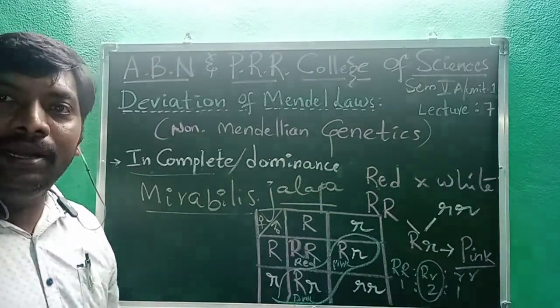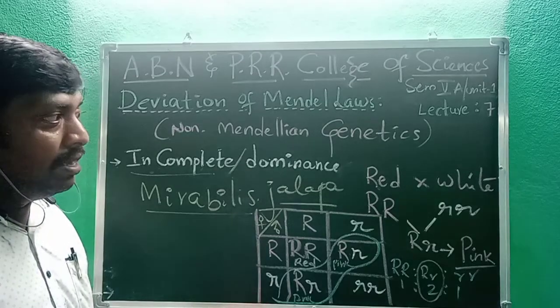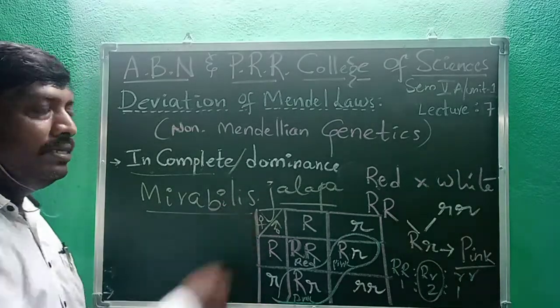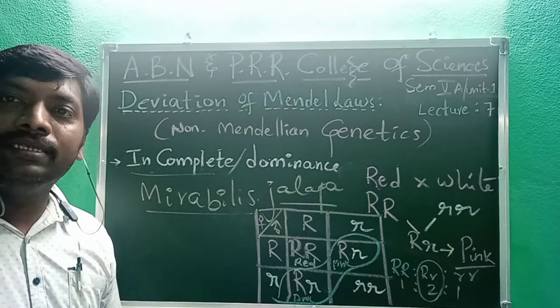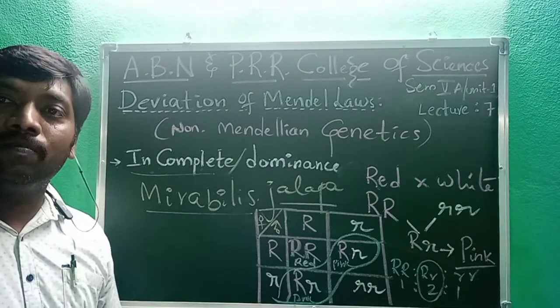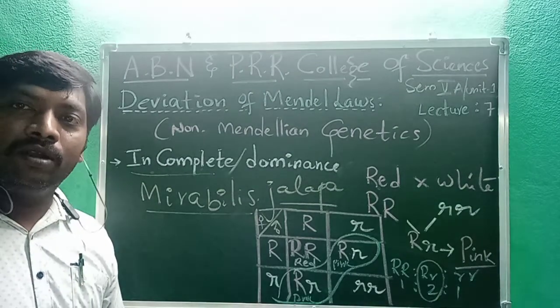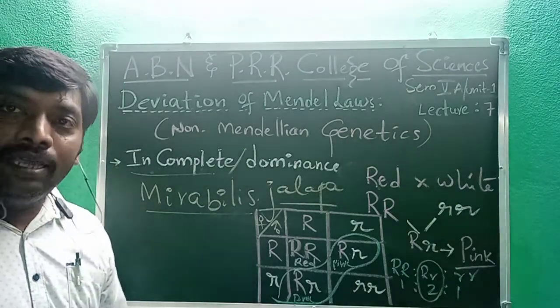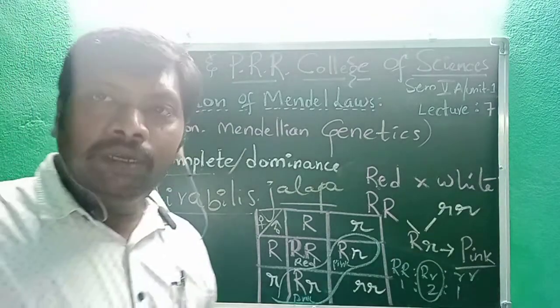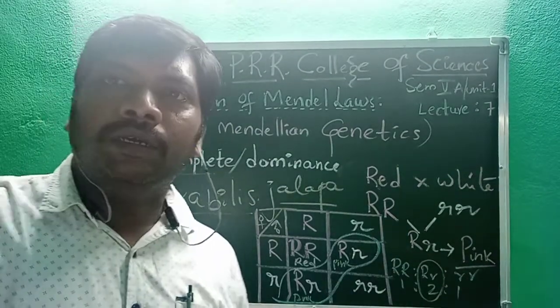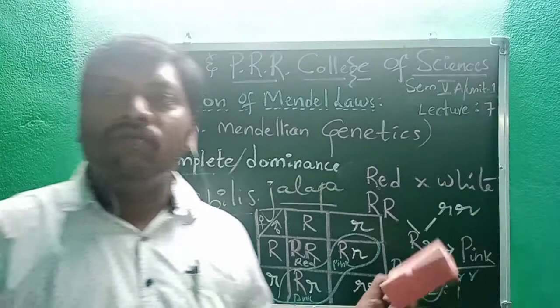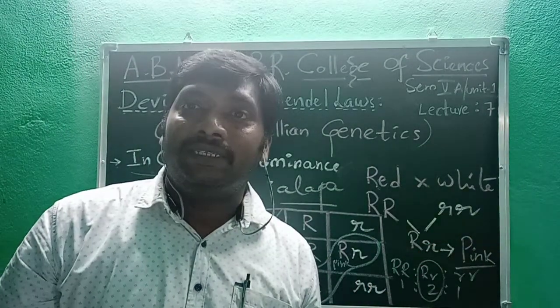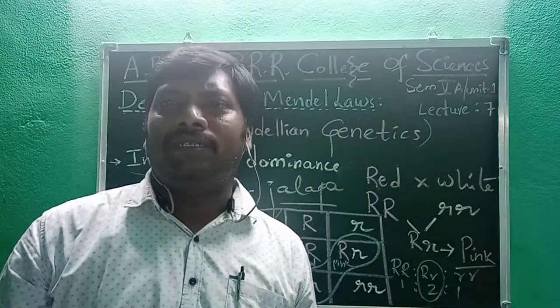So the intermediate characters are present in Mirabilis jalapa. This Mirabilis jalapa is otherwise called the 4 o'clock plant. It is the common name, 4 o'clock plant. In this 4 o'clock plant, what we can observe is that in the morning session we see red flowers, pure red flowers.